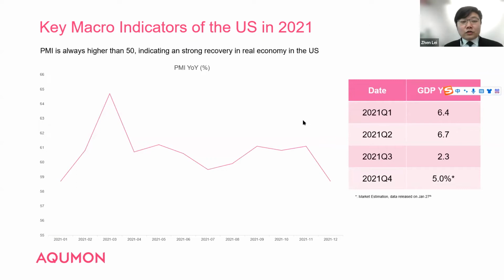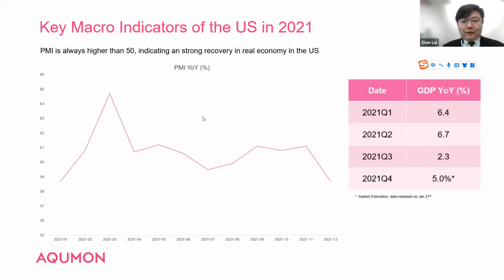And let's have a close look at the macro indicators and the policies of the United States in 2021. We can see that the growth of the United States was strong in the first half of 2021. The growth of GDP was above 6% for the two quarters. It was really high for the United States. And we can see that the PMI YoY growth were all above 50.